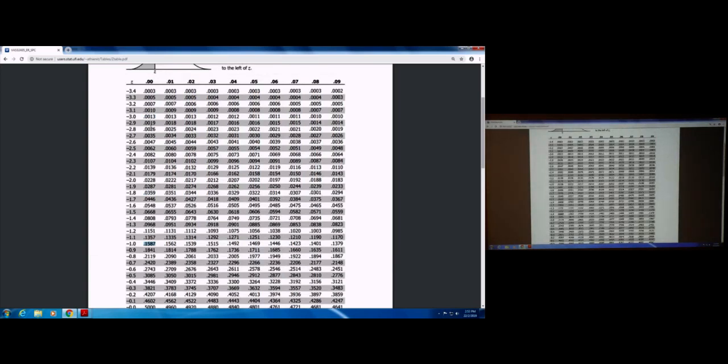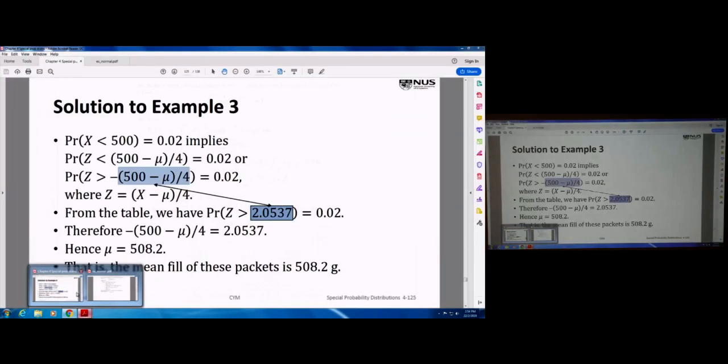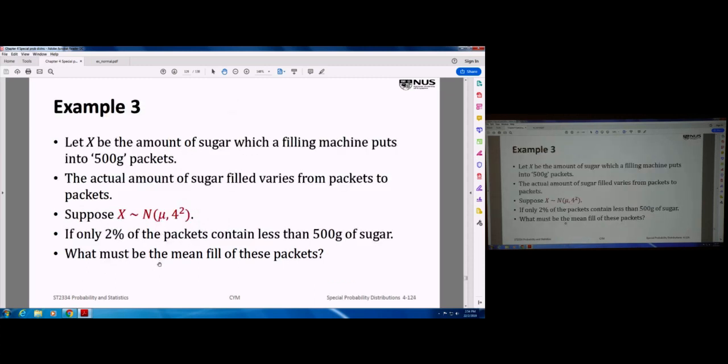It's around minus 2.05 apparently. Okay, minus 2.05. So if you solve the equation, you can do it the other way around. If you rearrange this equation, it gives you that mu must be 508.2. So basically, on average, this filling mechanism should be putting in around 508.2 grams, so that, as the question asks, 2% of the packets contain less than 500 grams of sugar.